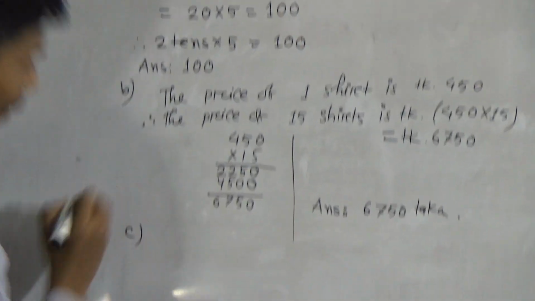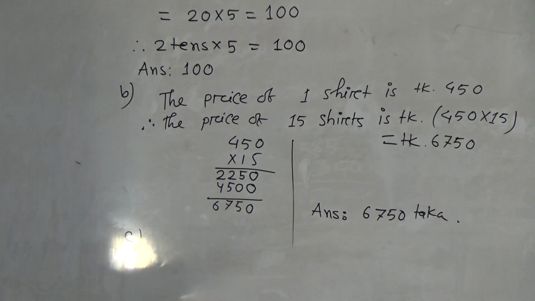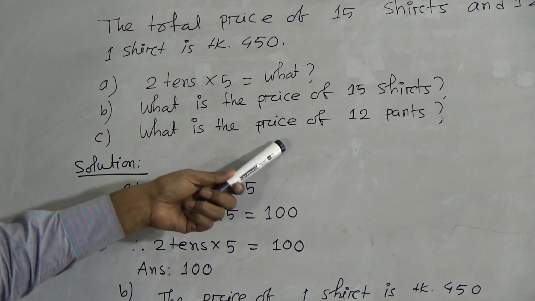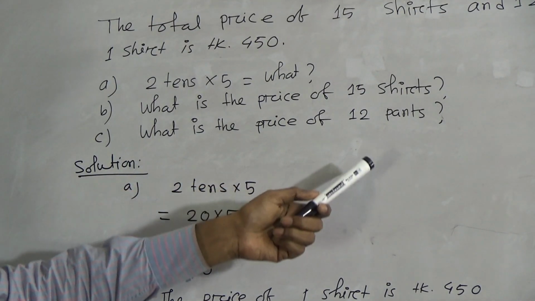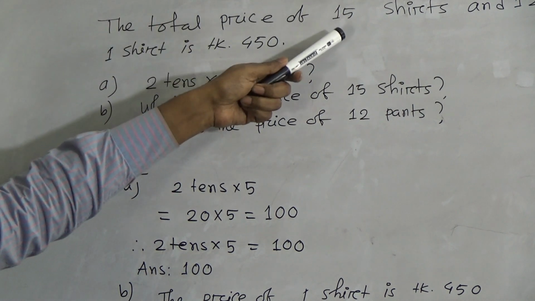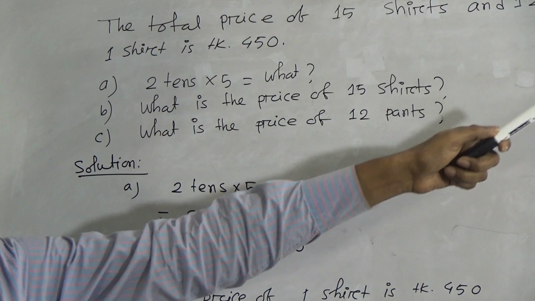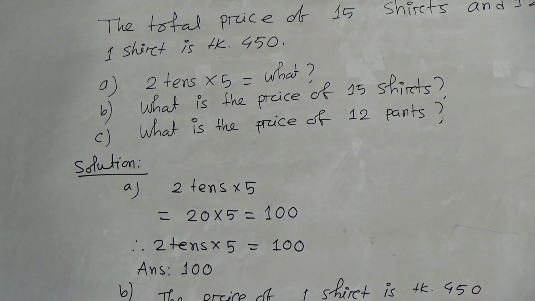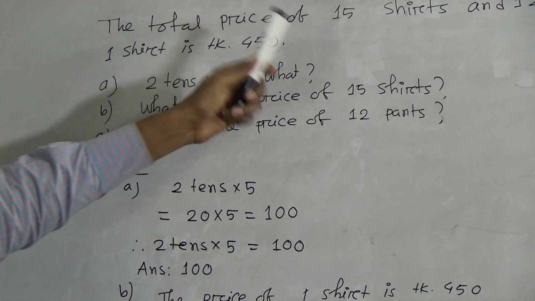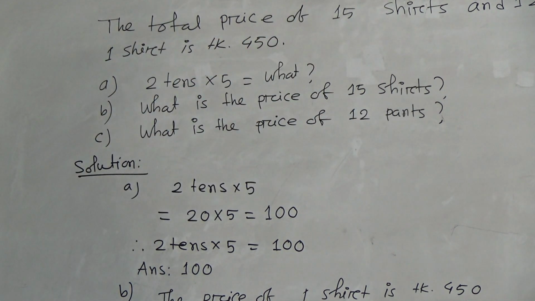Student, look, now I will solve the C question. What is the price of 12 pants? Look, the price of 15 shirts and 12 pants is 14,550 taka. Okay, if we subtract the total price of 15 shirts from the total price of 15 shirts and 12 pants, then we get the price of 12 pants.